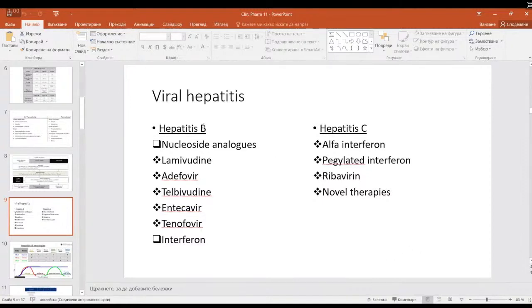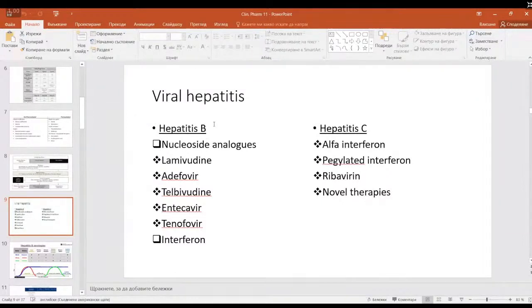Now, a few words about the viral hepatitis. Usually, it's hepatitis B or hepatitis C when we are talking about chronic liver disease, because you know that hepatitis A does not lead to cirrhosis. But hepatitis B and C, they lead to cirrhosis, and also they increase the risk of hepatocellular cancer. In hepatitis B, usually we use nucleoside analogs like lamivudine, adefovir, and entecavir, and these drugs are used also in the treatment of HIV virus in AIDS patients.